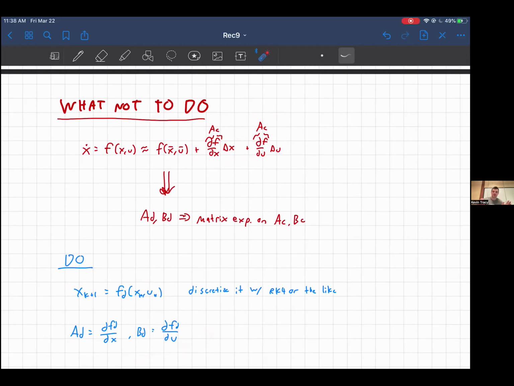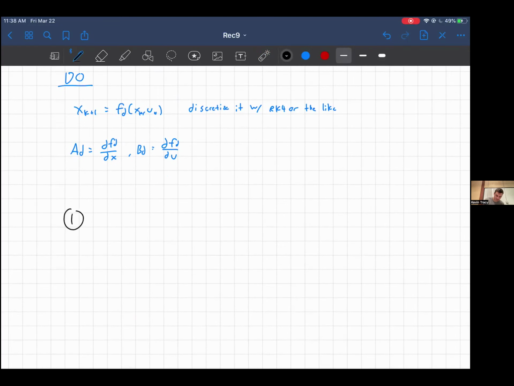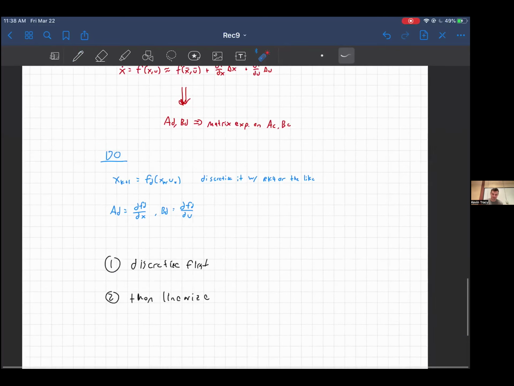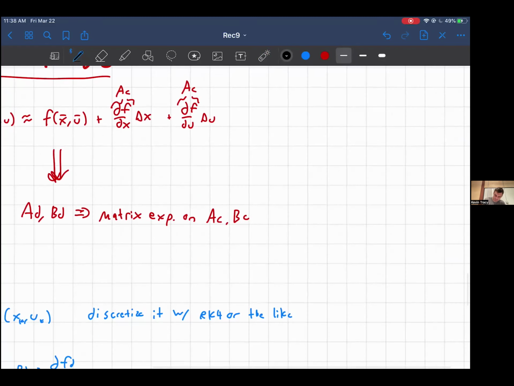So I'll say one more time, always discretize first and then linearize. Never linearize, then discretize. First discretize, then linearize. If you ever find yourself doing this in a different order, you've done something wrong. You should come talk to us. Does this make sense?